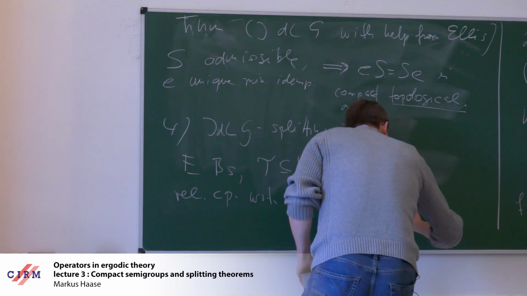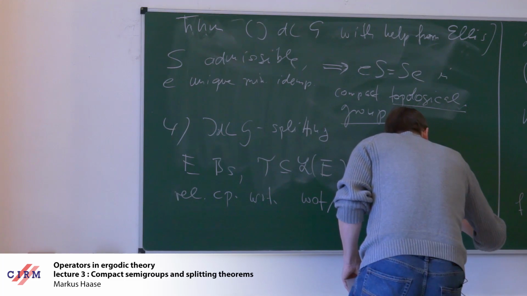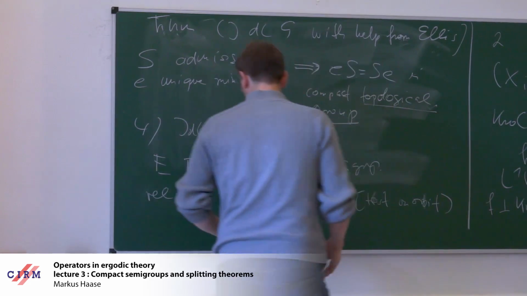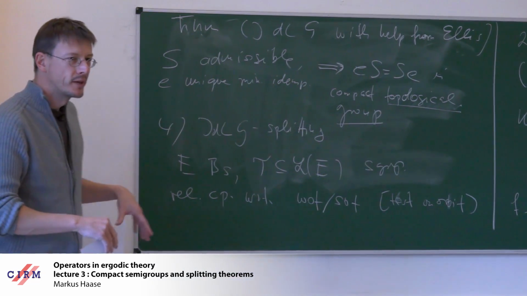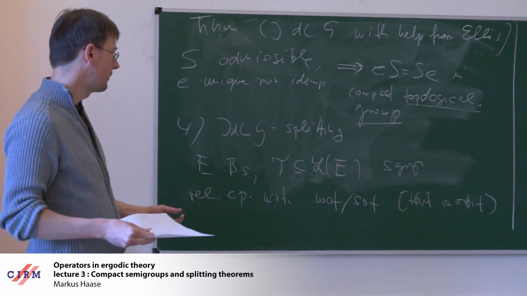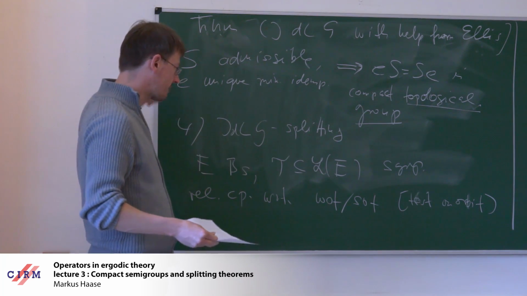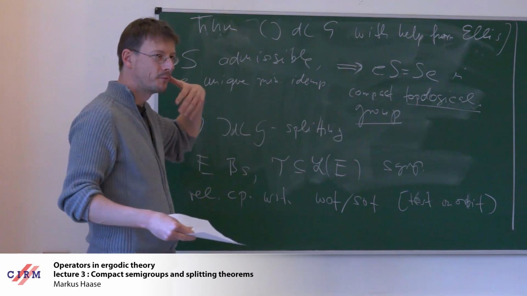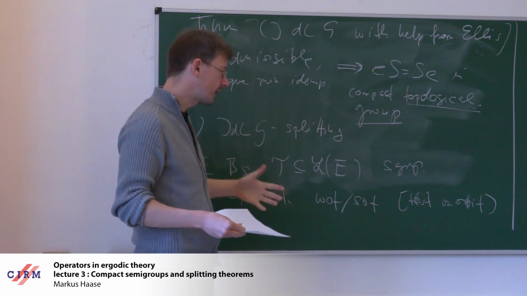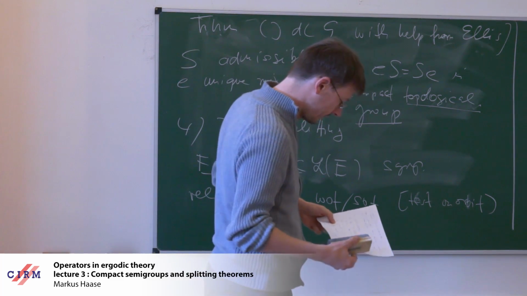The good thing is here you can test this on individual orbits. If you're not familiar with what it means that a set is relatively compact in the weak operator topology, it just means that whenever you plug in an element and take the orbit of that element, it is a relatively weakly compact set in the Banach space. The same with strong operator topology. So you can just test this on orbits, and this is how it is usually done.